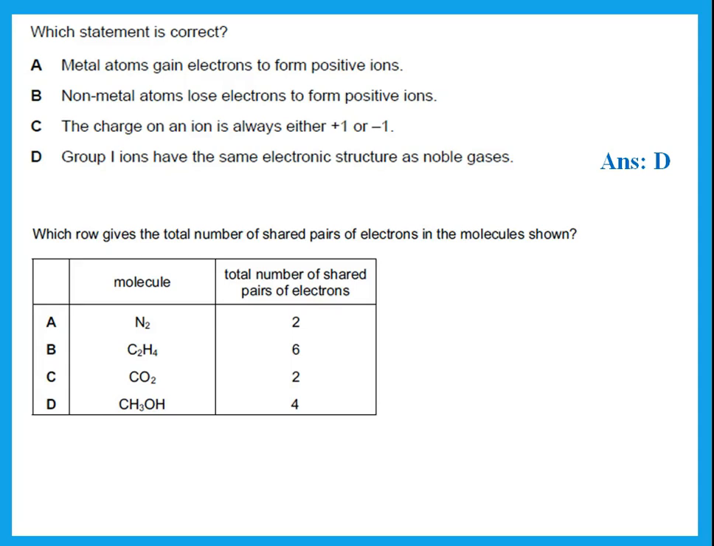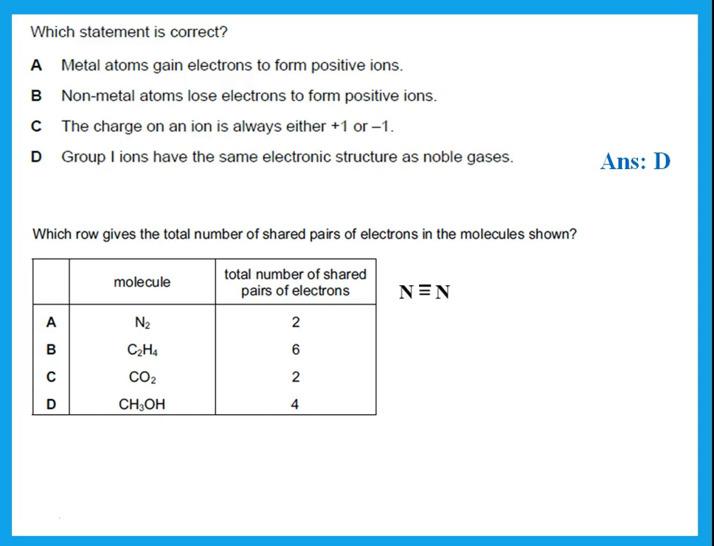Okay, which row gives the total number of shared pairs of electrons in the molecules shown? So, we need total number of shared pairs of electrons. Remember that here we're talking about pairs. In the previous question, we were talking about total number of electrons. Here he's talking about pairs of electrons. Okay, nitrogen molecule. What does nitrogen molecule do?